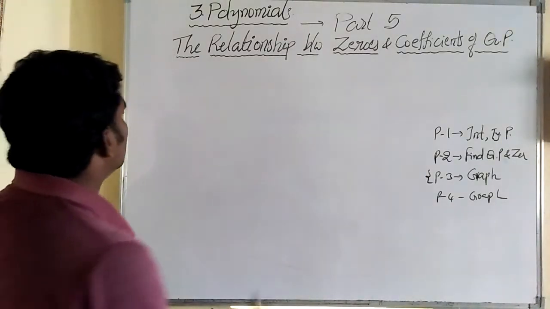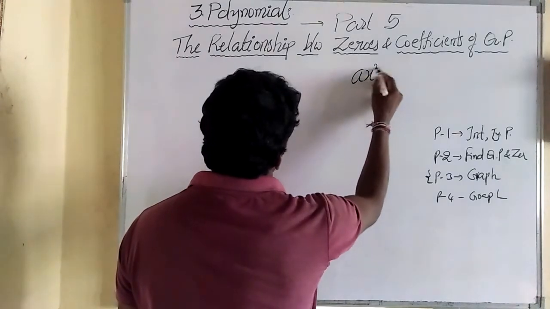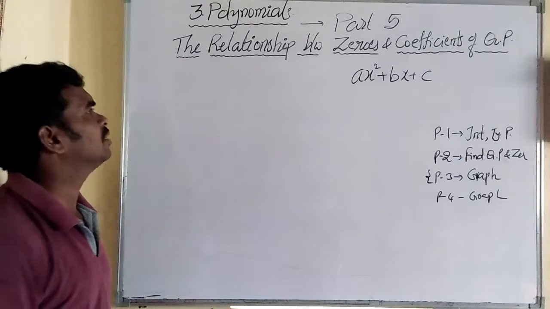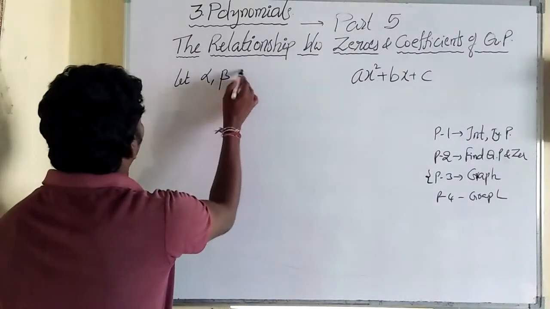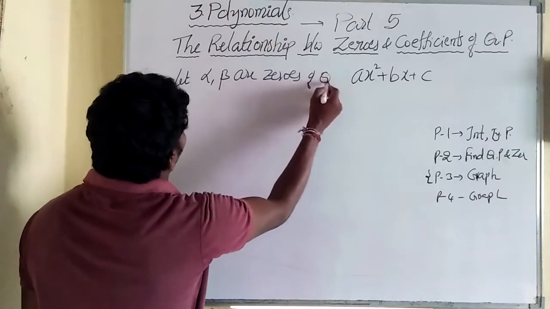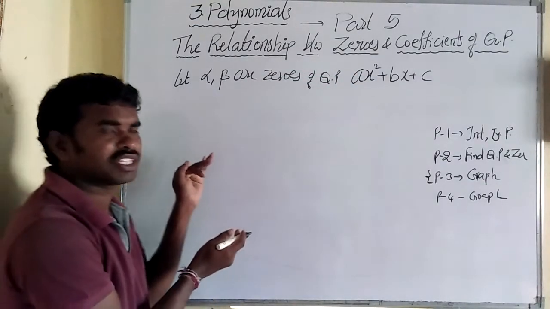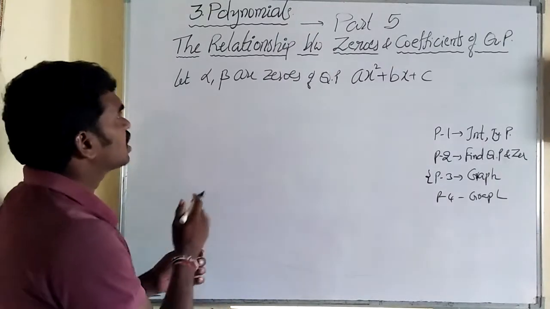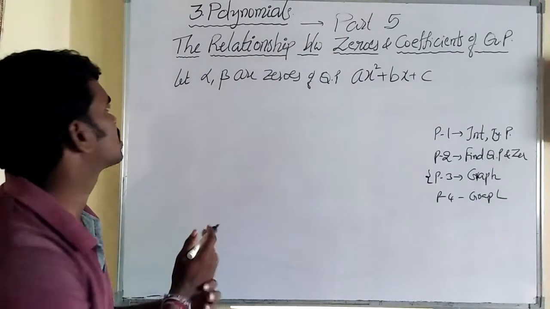What is a quadratic polynomial? Yes, very good. The general form ax square plus bx plus c is the quadratic polynomial. Suppose alpha, beta are zeros of the quadratic polynomial ax square plus bx plus c. It's a small piece of information, and after that we can enter the problems. Just 2 minutes, because if you know the relation between zeros and coefficients, we can solve the problems.